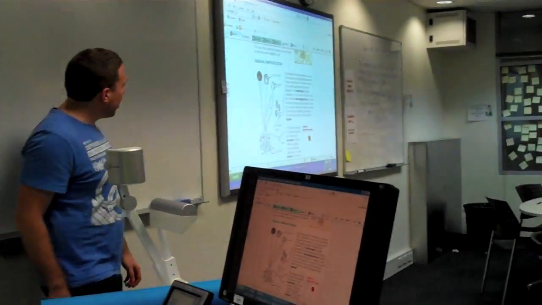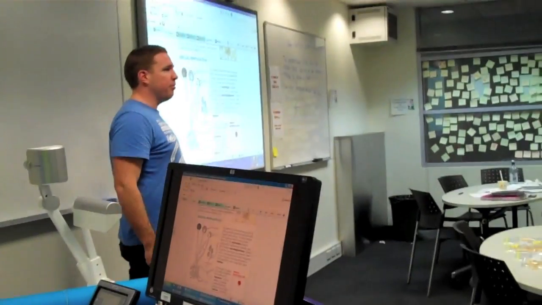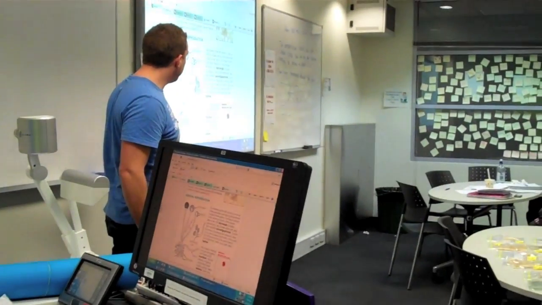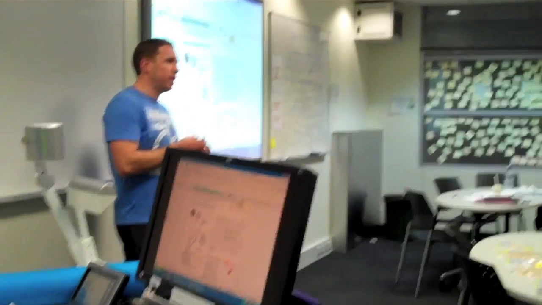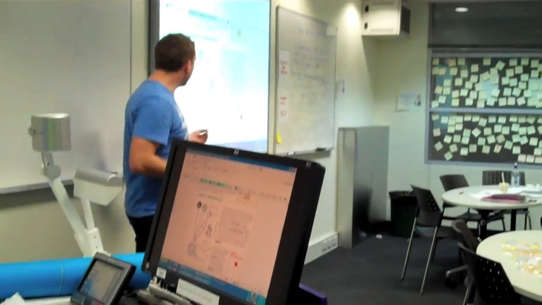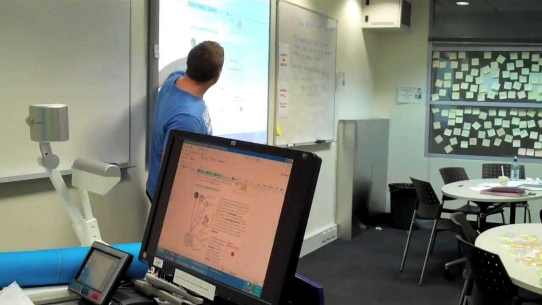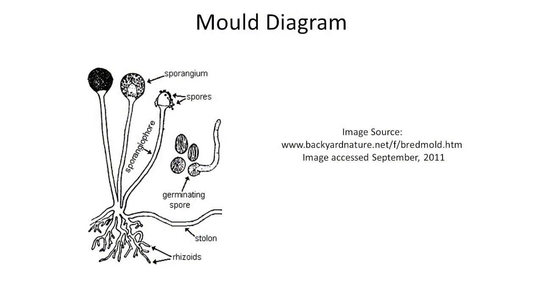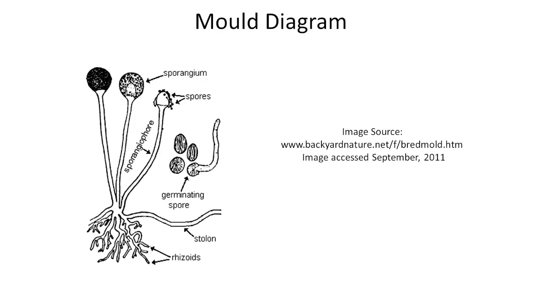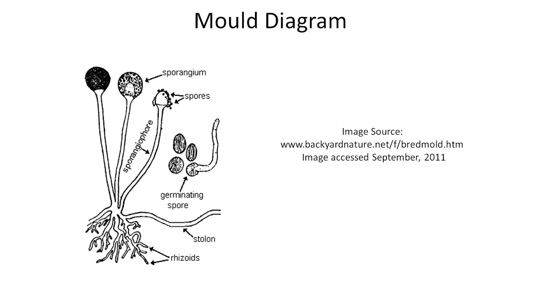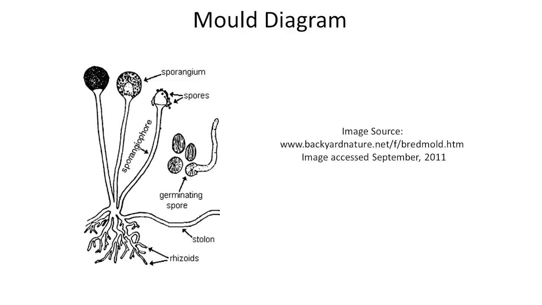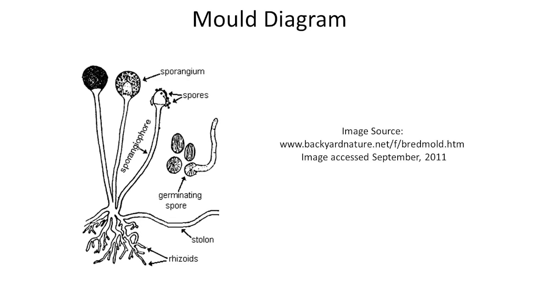This is what mould looks like up close. So I had a look at exactly what moulds were, and they're kind of like mini mushrooms, basically. This part here is called the sporangium, and that's where the spores come out of. And the sporangiophore is almost, if you were to compare it to a mushroom, like the stem of a mushroom.